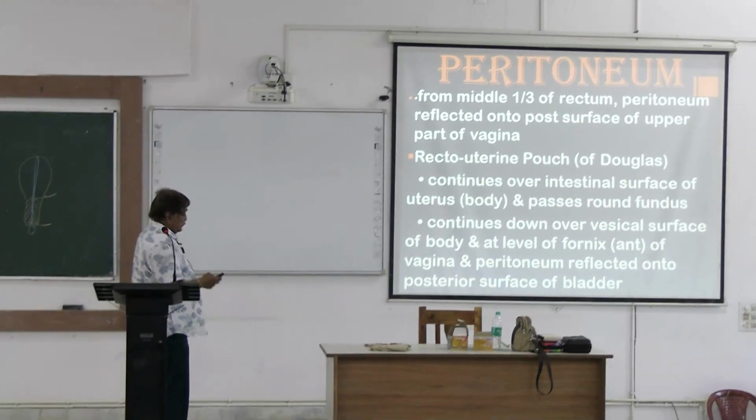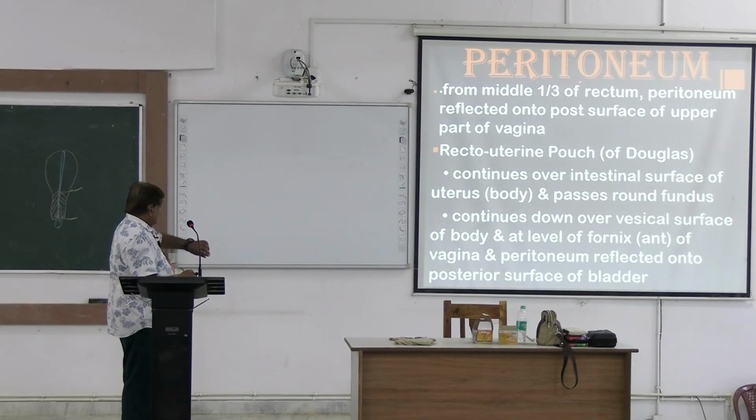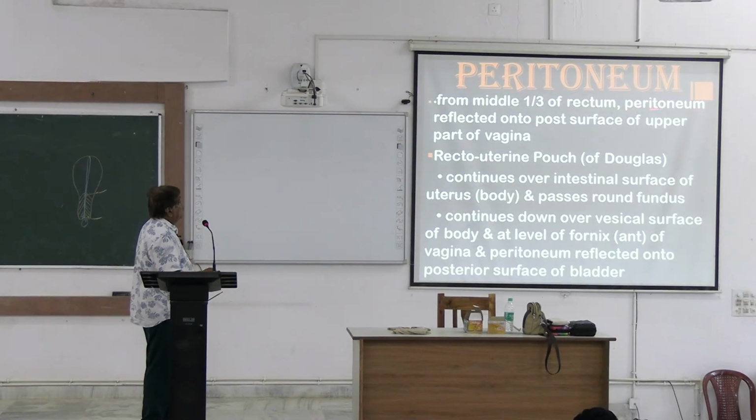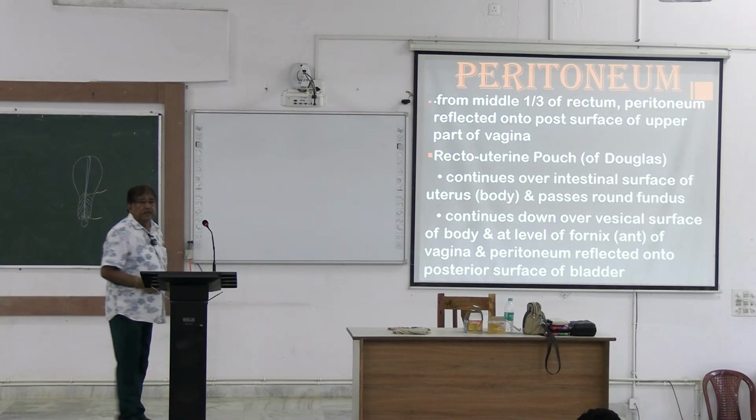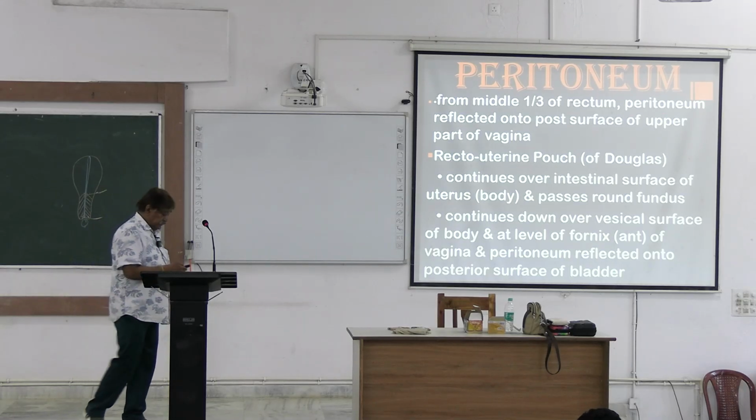Now, the peritoneum. From the middle 1/3 of the rectum, the peritoneum is reflected on the posterior surface of the upper part of the vagina, the recto-uterine pouch of Douglas, continues over the intestinal surface of the uterus body and passes around the fundus, continues down over the vesical surface of the body at the level of the fornix, anterior portion of the vagina, and the peritoneum is reflected onto the posterior surface of the bladder. The peritoneal relation.